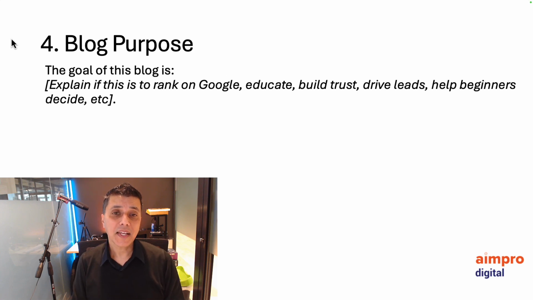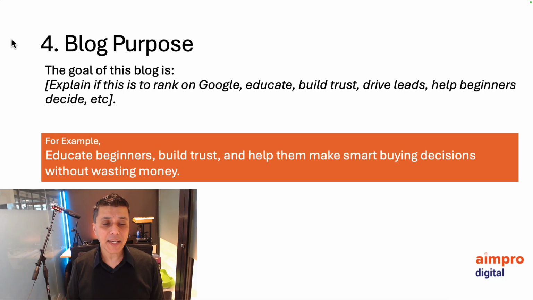The fourth one is the blog purpose. What is the purpose of the blog? So you need to explain, for example, educate beginners, build trust, and help them to make smart buying decisions without wasting money. So what you're trying to do here is explain that you want the blog to rank on Google, or you want to build trust, or you want to drive leads. Why are you writing this blog in the first place?